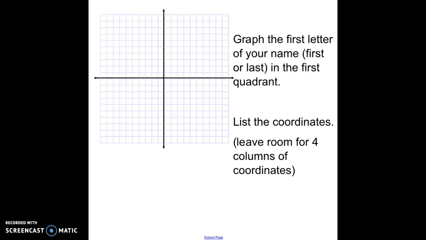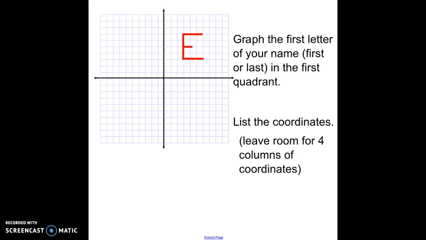The first thing I would like for you to do is graph the first letter of your name. It can be your first name or your last name in the first quadrant on a graph. Go ahead and list the coordinates or the ordered pairs for those endpoints of your letter for your name. You're going to be doing this several times, so leave room for at least 4 columns of coordinates.